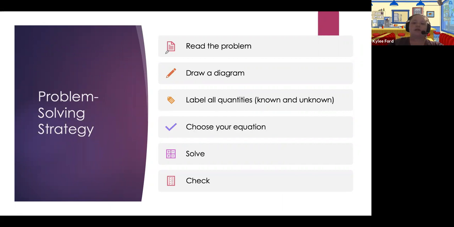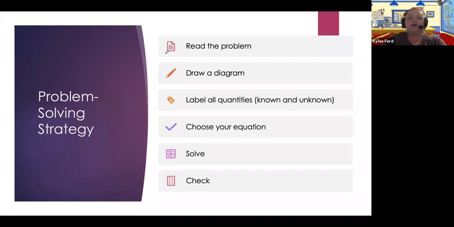Okay, so the first step is to read the problem. Obviously, you need to know what the problem is asking. Okay, the next thing would be to draw a diagram. Okay, this will help you to really understand what is going on, what you're looking at.